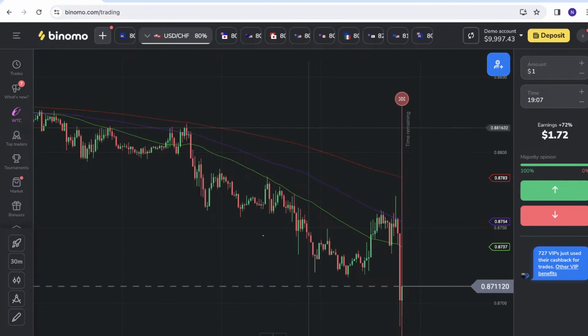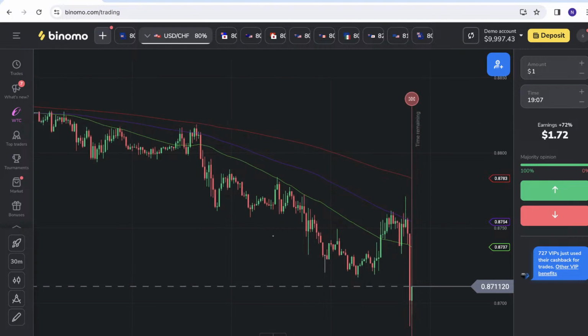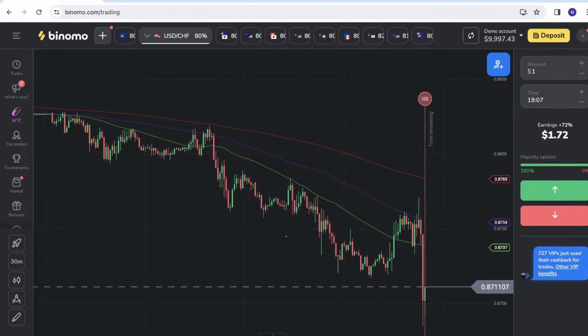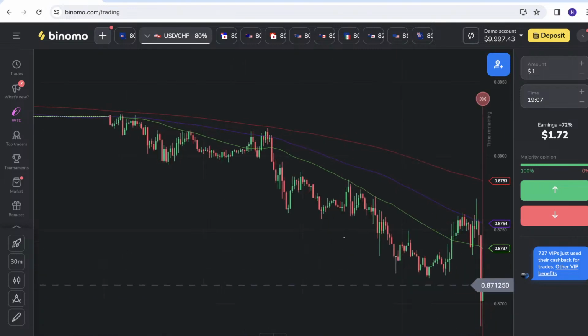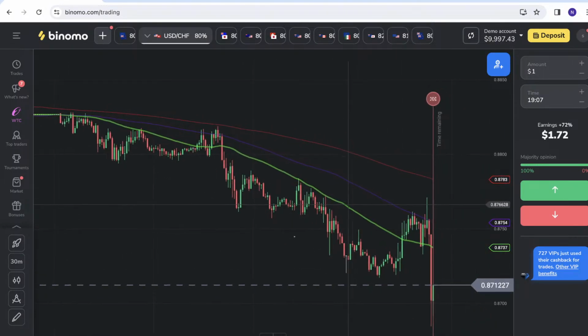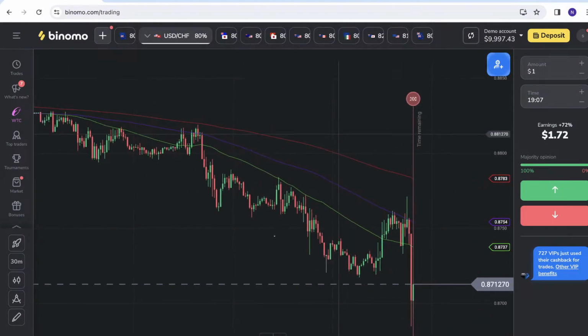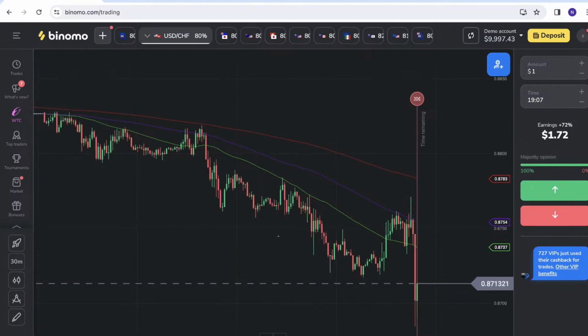In this case we will use these lines as support or resistance lines. In a downtrend we will use them as resistance lines. In an uptrend we will use them as support lines. So here is how we can make some analysis.